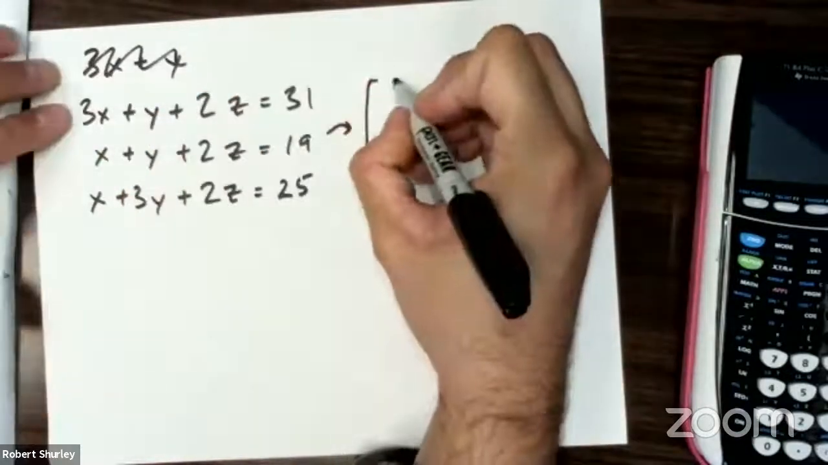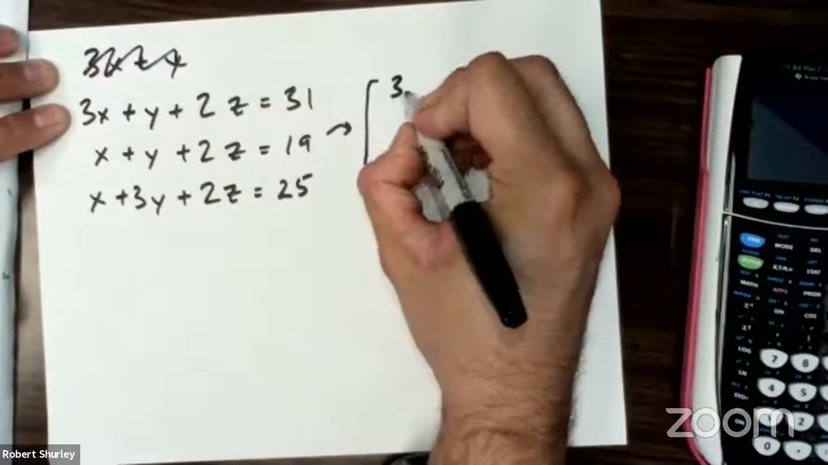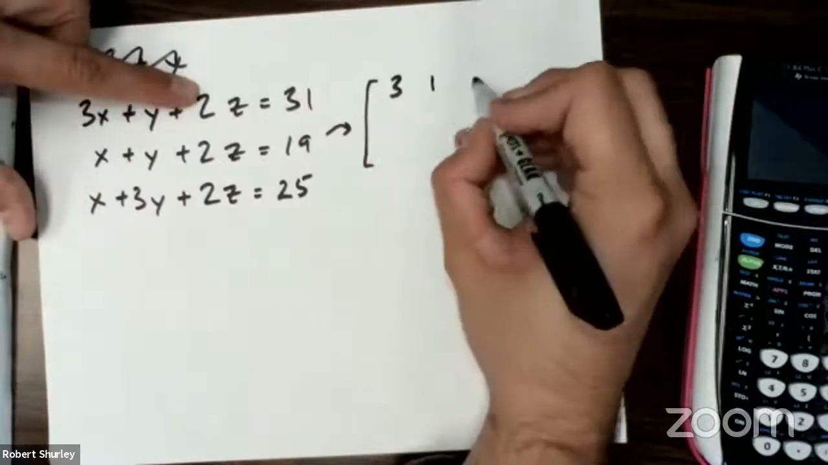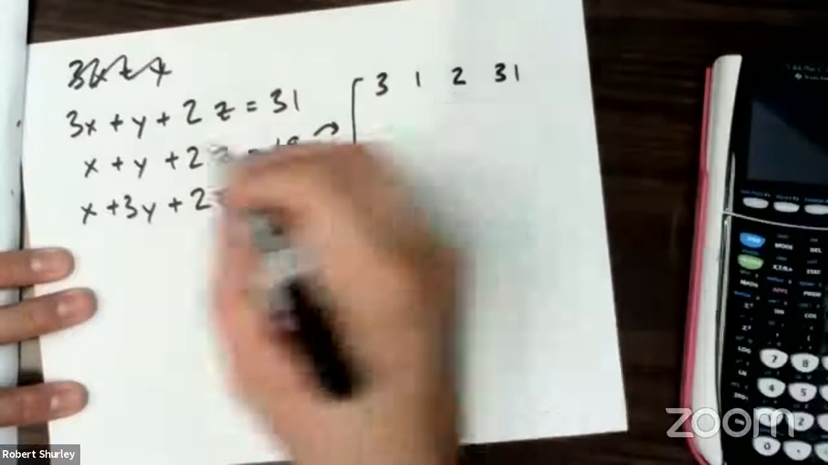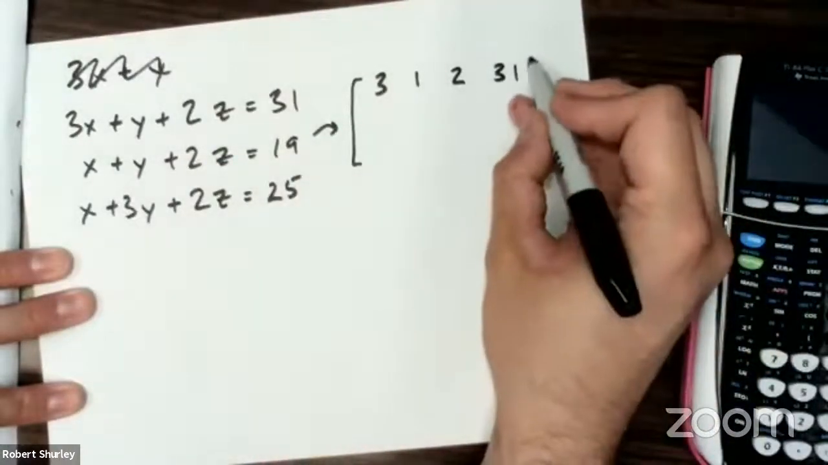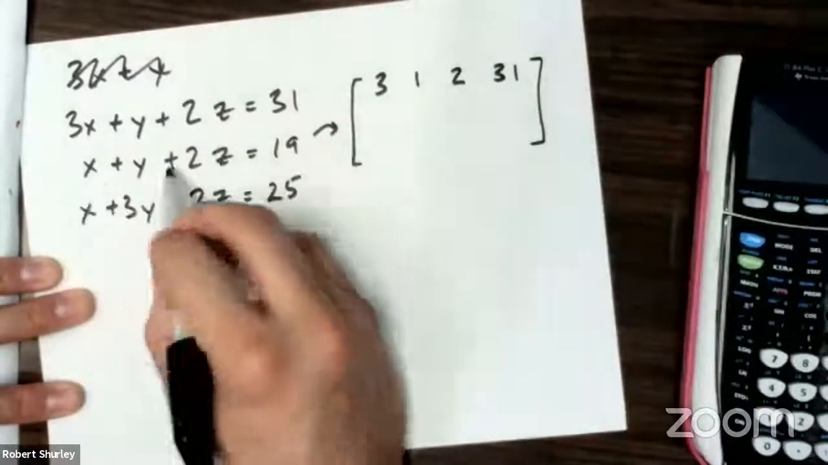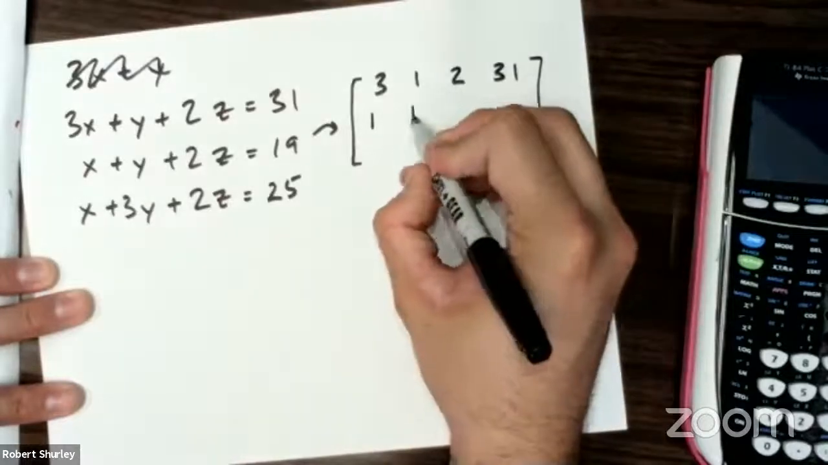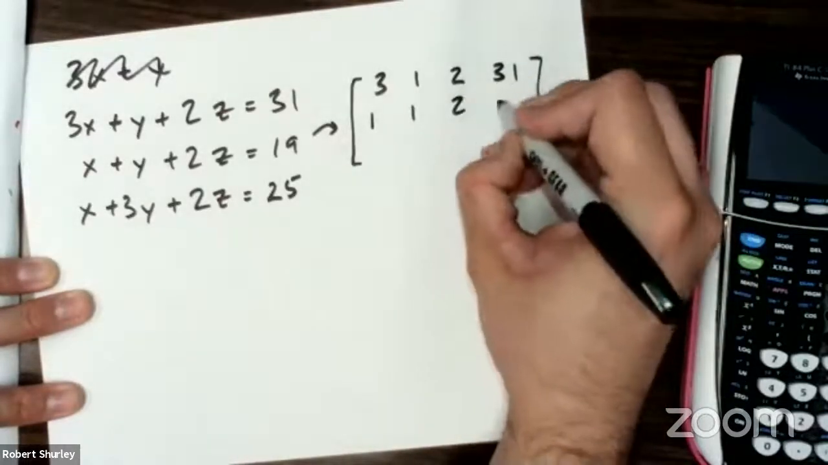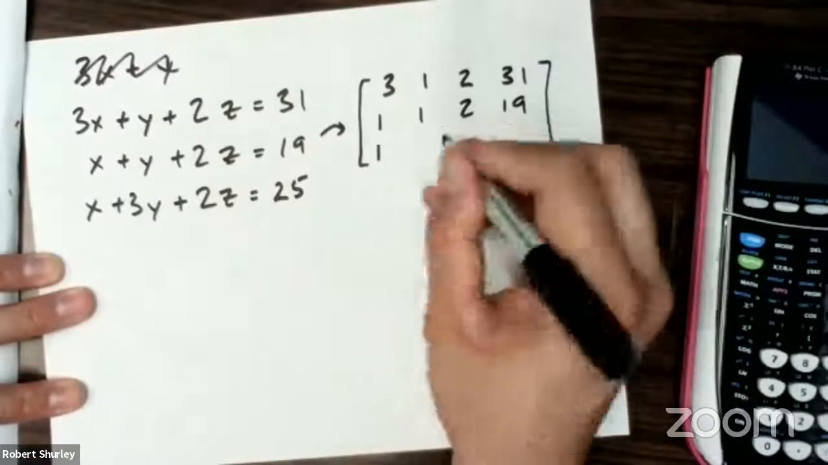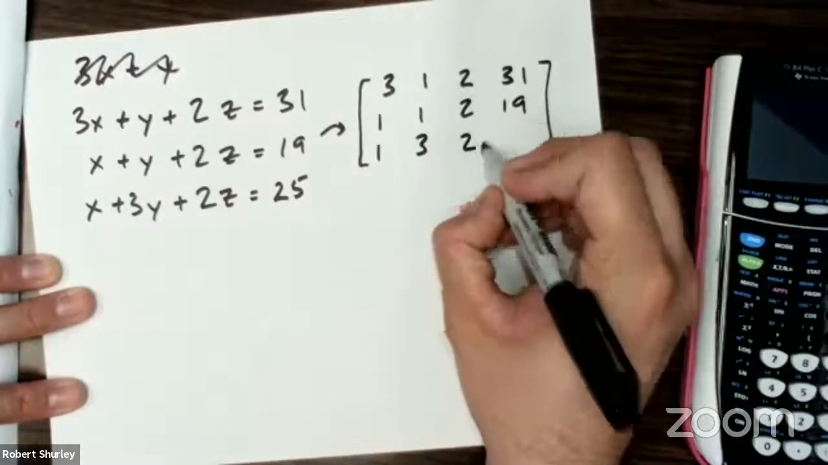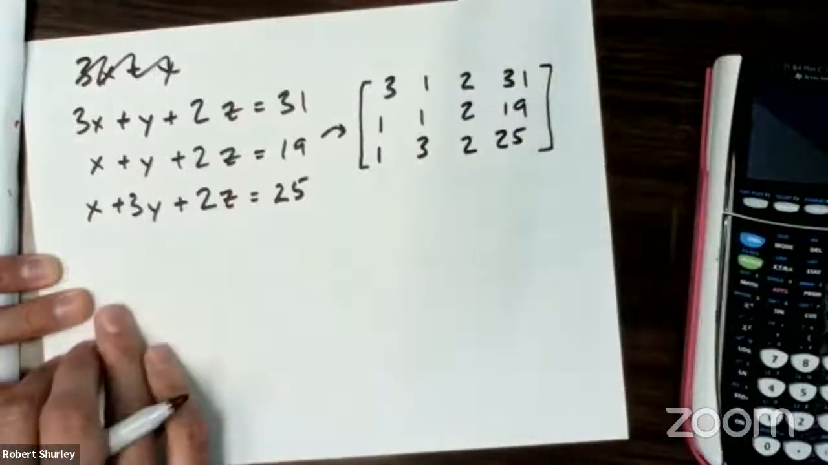So this first row here is going to be 3, 1, 2, 31. Okay, 3, 1, 2, 31. Close that off. And then the next row is going to be 1, 1, 2, 19, right? And the bottom row is going to be 1, 3, 2, 25.